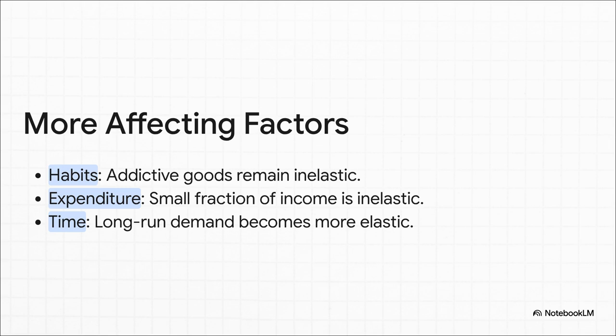Then there's the share and total expenditure. Items that barely dent your wallet, like matchboxes or soap, remain inelastic because you're spending such a tiny fraction of your income on them. Finally, time plays a huge role. In the short run, it's hard to change your habits, making demand inelastic. But give consumers a longer time period, and demand becomes far more elastic as they find workarounds or new substitutes.